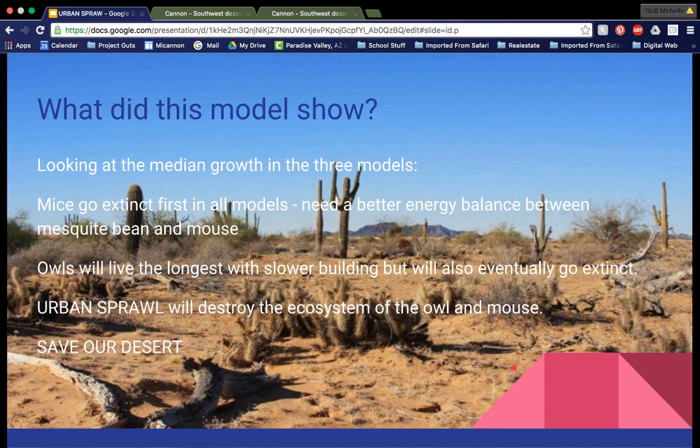I found that the mice usually are going extinct first, and in the long run, urban sprawl will destroy the ecosystem of the owl and the mouse. The quicker the houses are being built, the faster the destruction is happening.